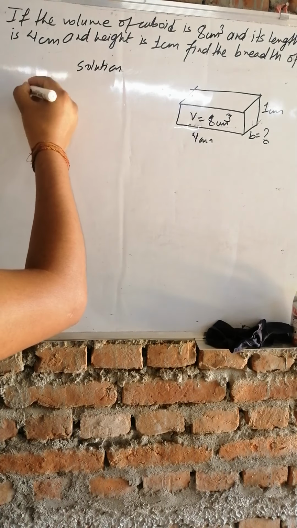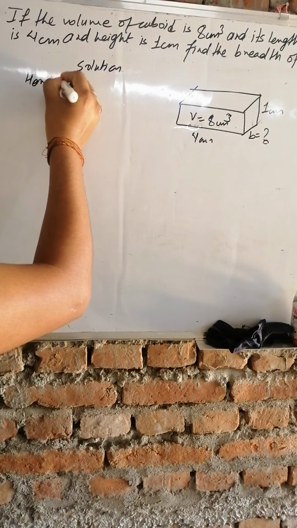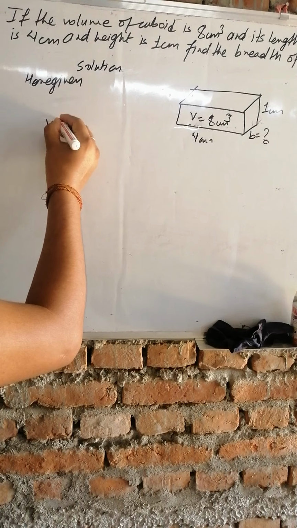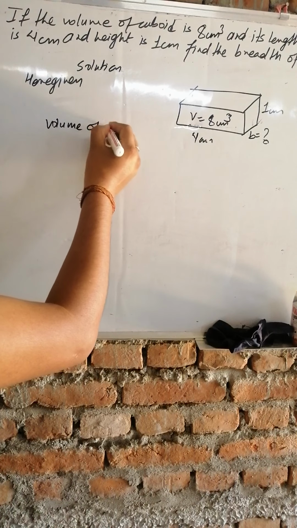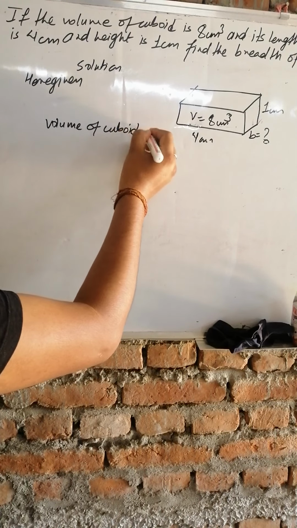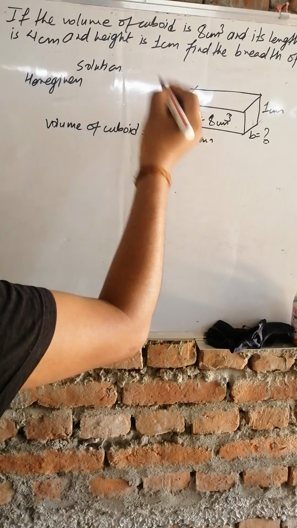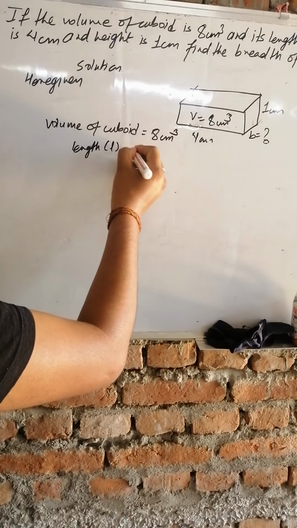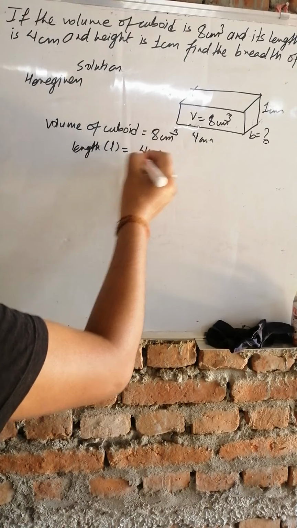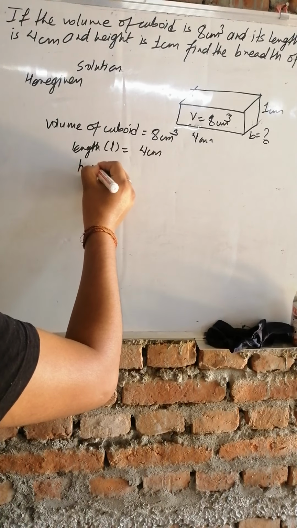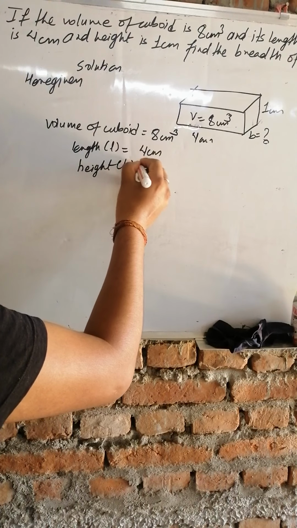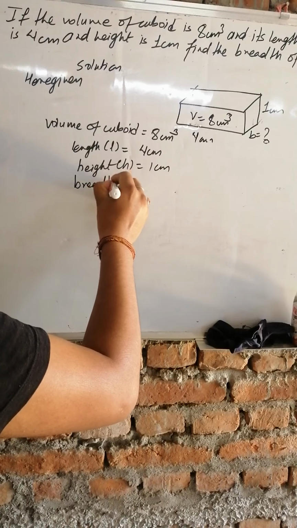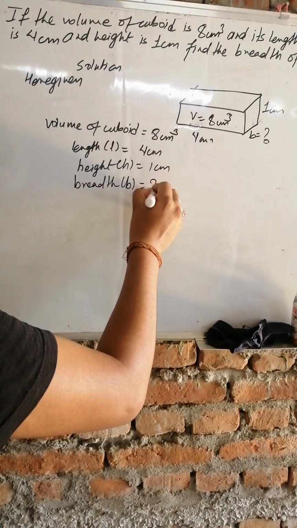You can write here: given, volume of cuboid equals 8 centimeter cube. Length L is equal to 4 centimeter, height H is equal to 1 centimeter, and breadth B is equal to what? This we have to find.